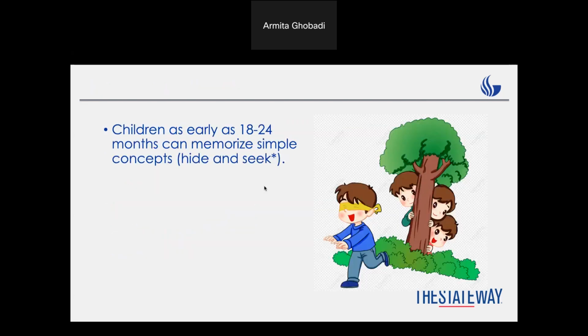That leads to the idea that children as early as 18 to 24 months can memorize simple concepts. For example, we play hide and seek with them at that age. We do peekaboo at that age. The idea of those games comes from their memory capacity because they have to find the cues and try their best to find you.